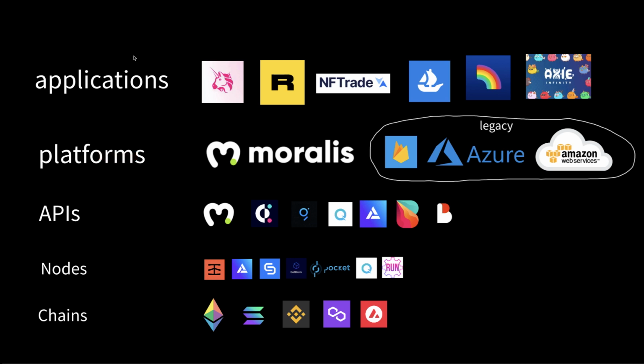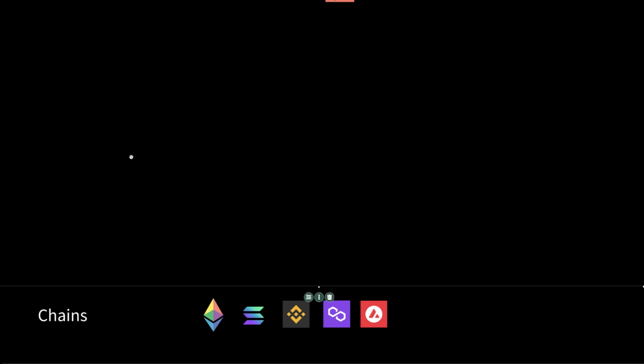So while you can see a summary of the Web3 stack on the picture right now on the screen, let me remove all of it except for the first layer. And the first most basic layer is, of course, the blockchains themselves, the protocols. So here you have Ethereum, you have Solana, Binance, Polygon, Avalanche, and a lot of other blockchains.